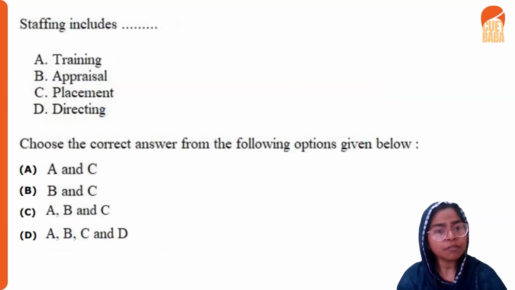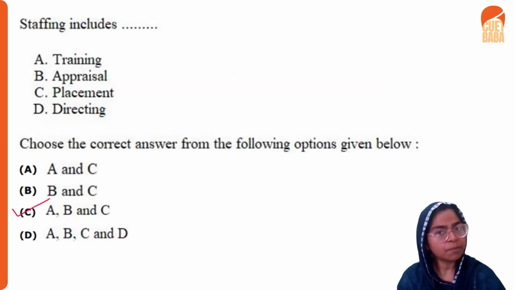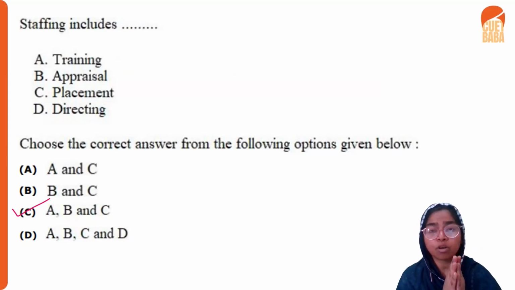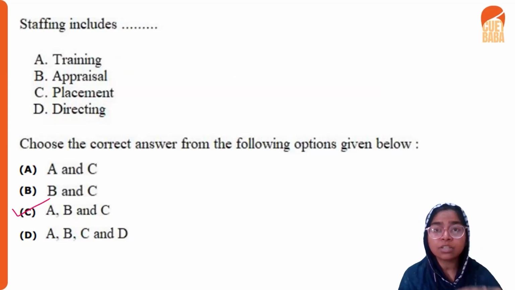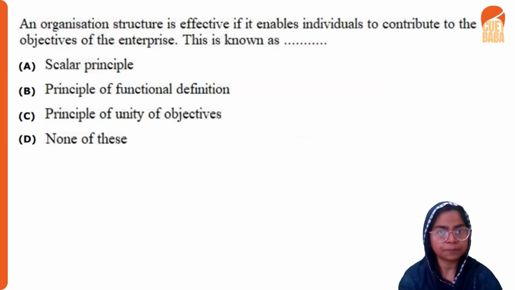Moving on, staffing includes training, appraisal, placement, directing. Now this is very simple because staffing relates with the whole process related with the staff. So training, yes. Appraisal, yes. Placement, yes. Not directing. So A, B, C is the correct answer. Staffing is the process starting with the recruitment, selection, the training and development, and finally the appraisal of the employees. Not with the directing. Directing is not the correct answer.